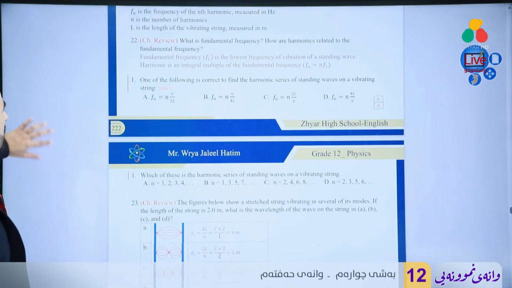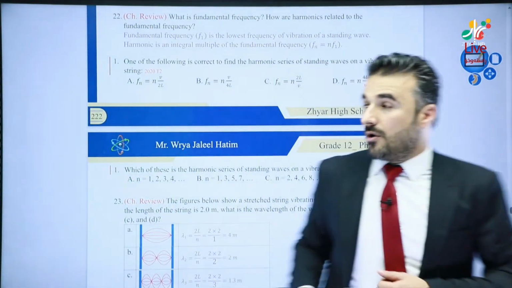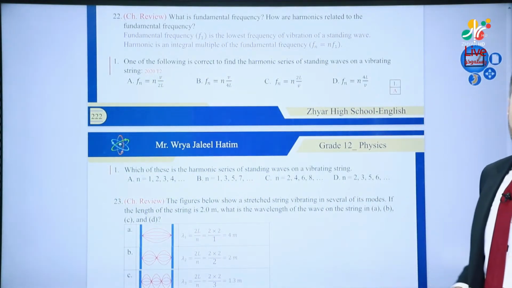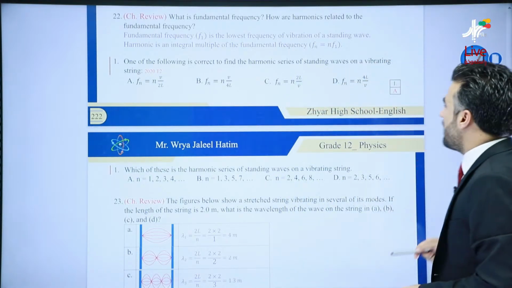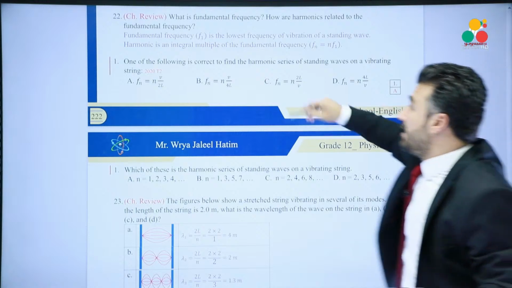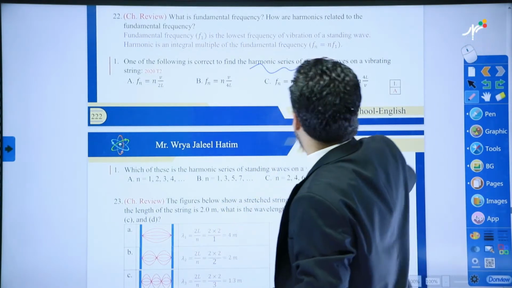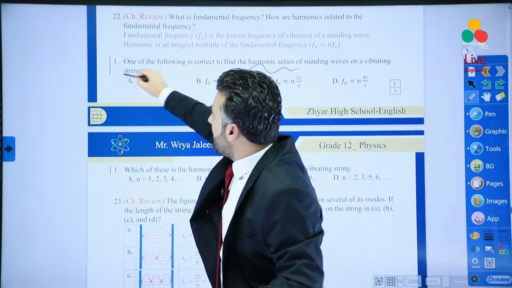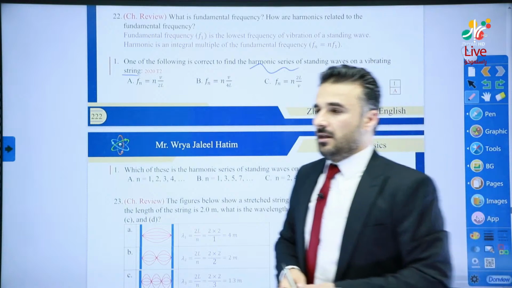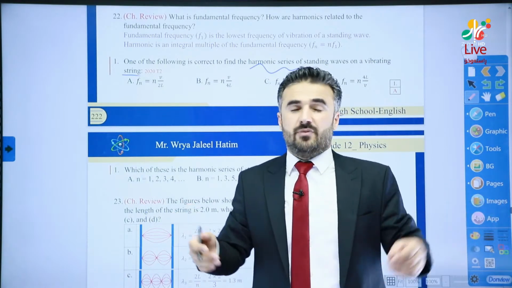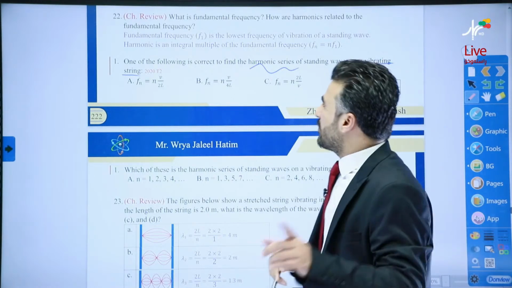Now we have a question that says, which one of the following is correct to find the harmonic series of a standing wave on a vibrating string? Remember this, whenever you have a string, we have an equation for that. To find the harmonic series, whenever it says harmonic series, that means all the harmonics can be included. The second key is that it is a vibrating string, because later on you will see pipes that are open at both ends or open at one end. So it is very important to recognize that this is a vibrating string.